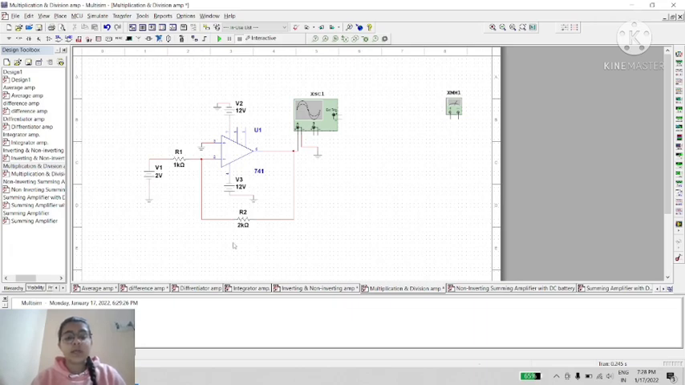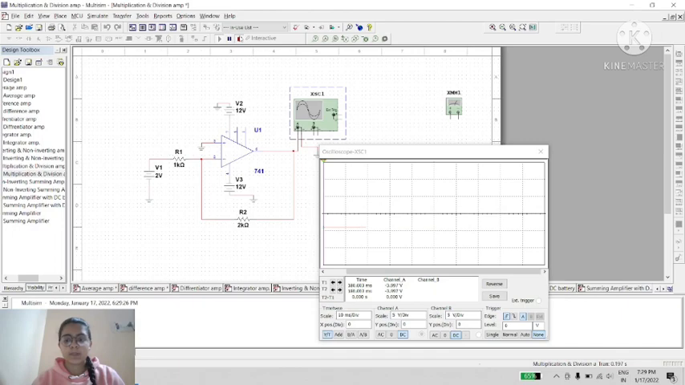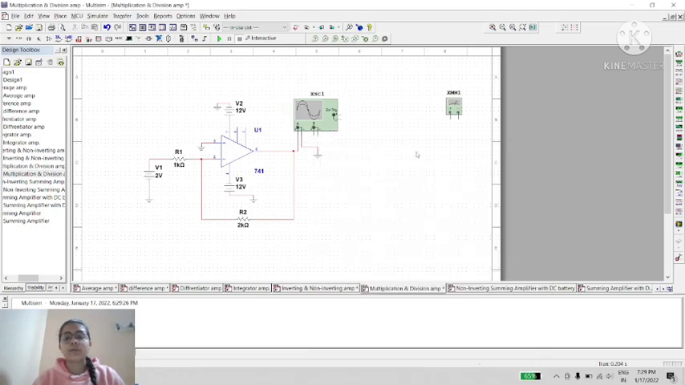So by formula we should get 2 into 2, approximately 4 voltage, minus 4 voltage. So here you can see in channel A minus 3.99 voltage, which is approximately equal to 4. We can also use a multimeter in place of CRO to get appropriate output.